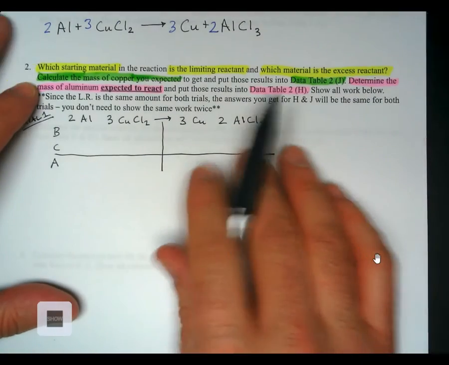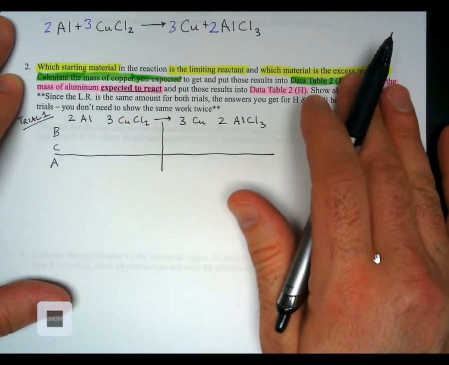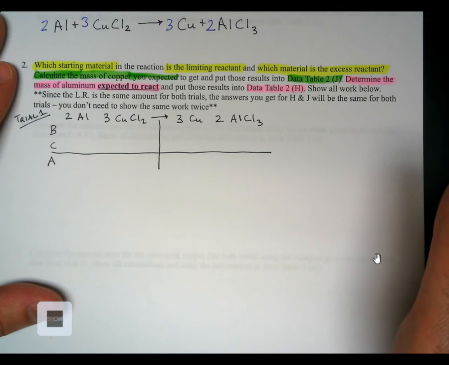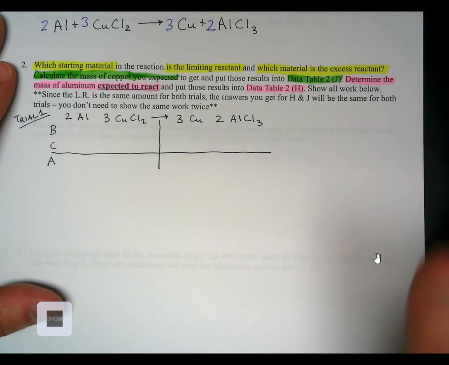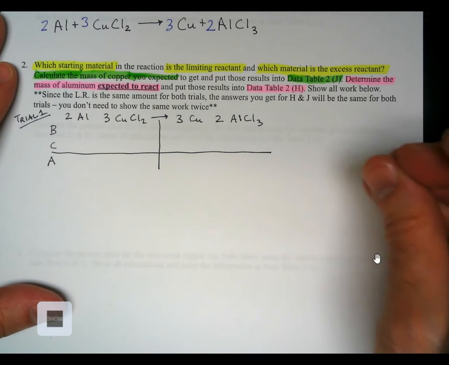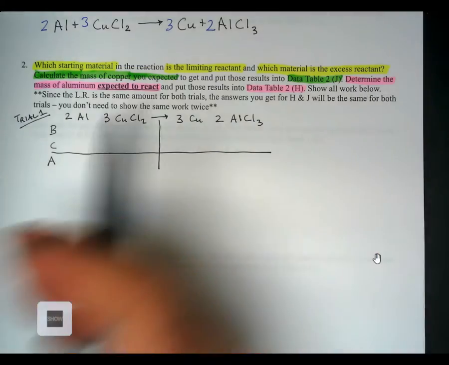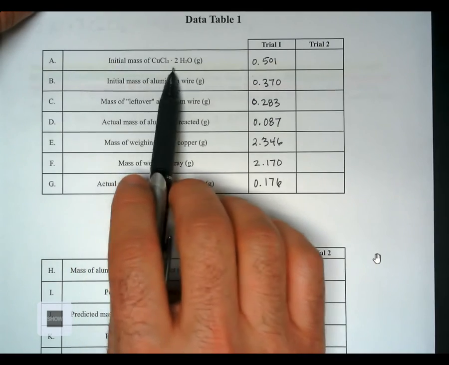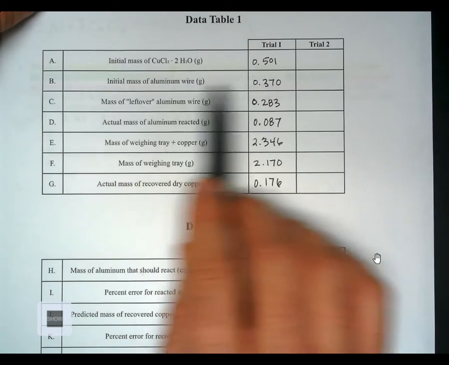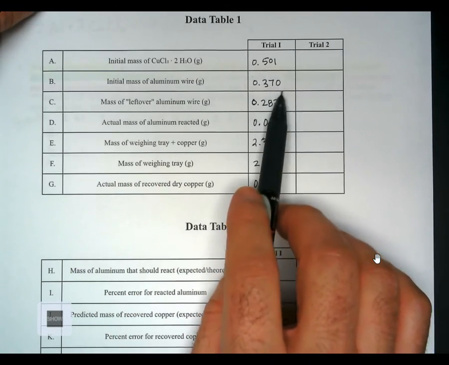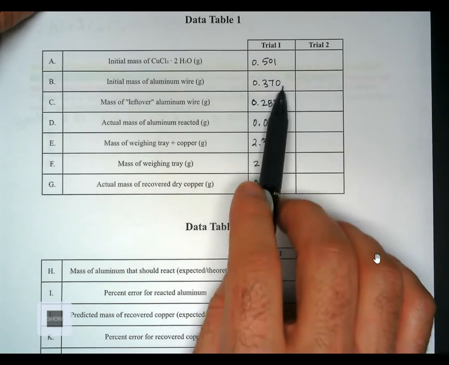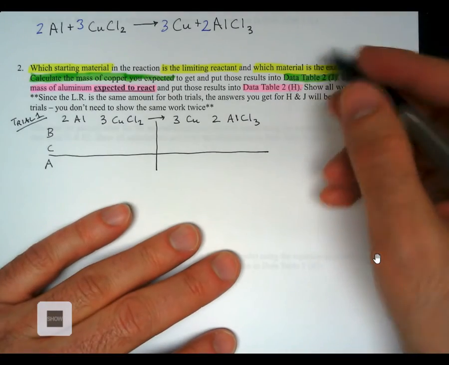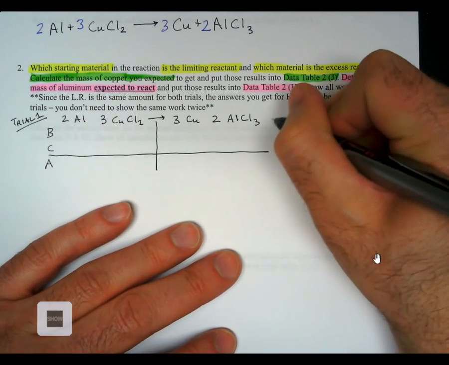All right. First thing, limiting reactant and excess. The first thing we're going to do is find the limiting reactant. We need to turn grams of the reactant into moles. So what we started with right here, the initial mass of CuCl2 and the initial mass of the aluminum wire, those are in grams. We're going to turn grams of these into moles. I'm going to start with the CuCl2. I'm doing mine over here just to fit stuff in.